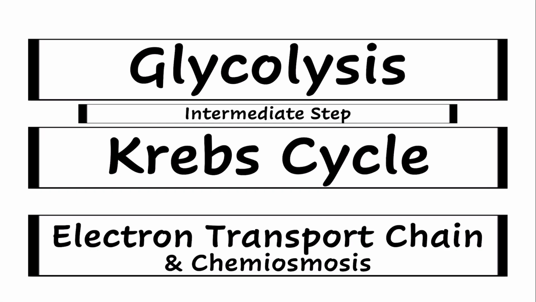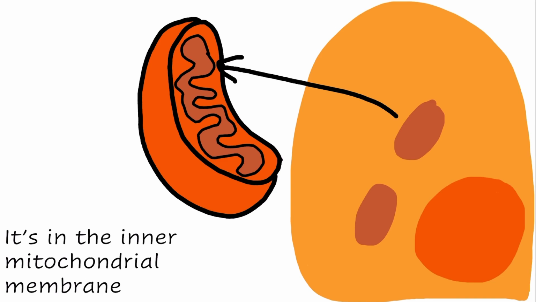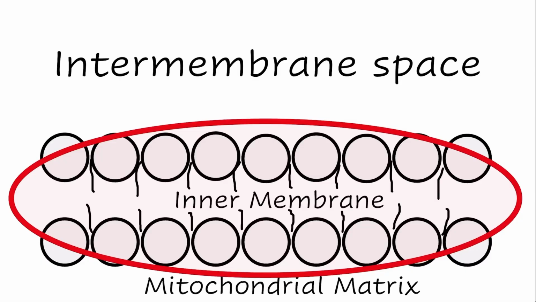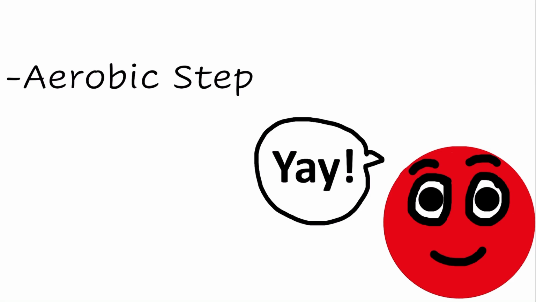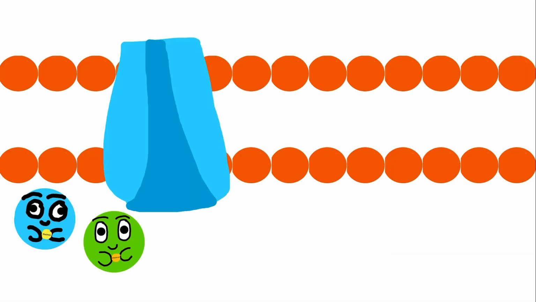Now the electron transport chain and chemiosmosis. Here, it's in the inner mitochondrial membrane. The inner mitochondrial membrane looks like this. Remember the mitochondrial matrix? Now we're in the inner membrane. And outside the inner membrane is the intermembrane space. This is an aerobic step, which means it needs oxygen. It's a really complex process, but I'm simplifying it.